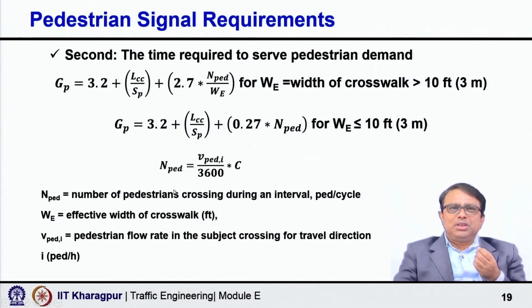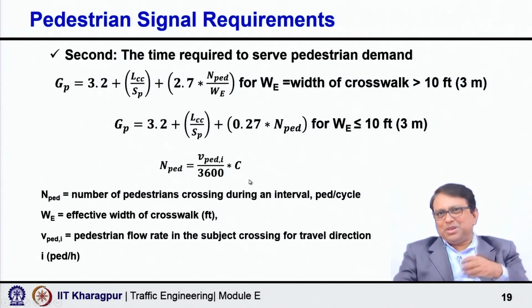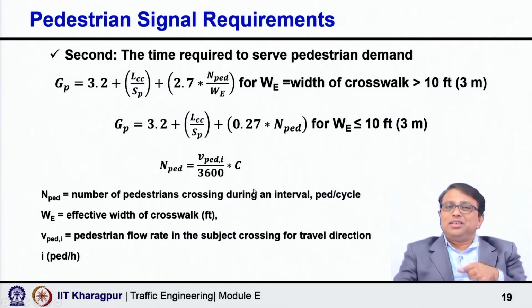How can we get the NPD? NPD is the number of pedestrians crossing during an interval, that is a particular cycle. So, how many pedestrians are being processed or need to be handled per cycle? How do you get that? How many pedestrians are crossing the road? What is the hourly flow rate, divided by 3600 and multiplied by the cycle time. So, that many pedestrians have to cross this particular place or in this particular travel direction in every cycle. That is the way you do it.